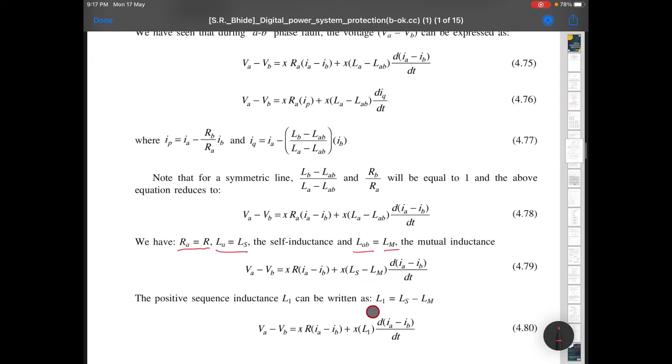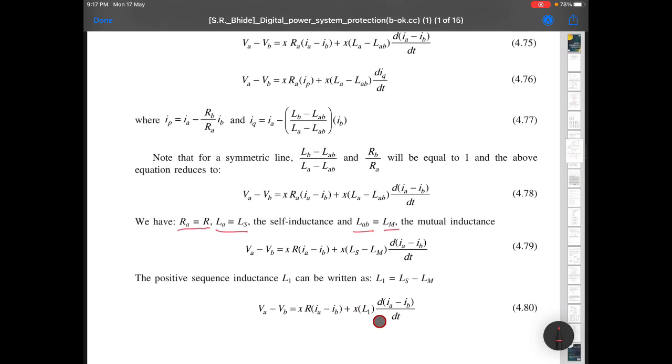We know that L1 is equal to LS minus LM. So LS minus LM you directly substitute with L1. There, the zero sequence was also there because of an extra term. That extra term is not here. You can compare it while practicing. You can compare ground fault and phase fault using sequence quantities. There the L0 term was there. Here the L0 term is not there, so you don't have to do it. It is not required here.